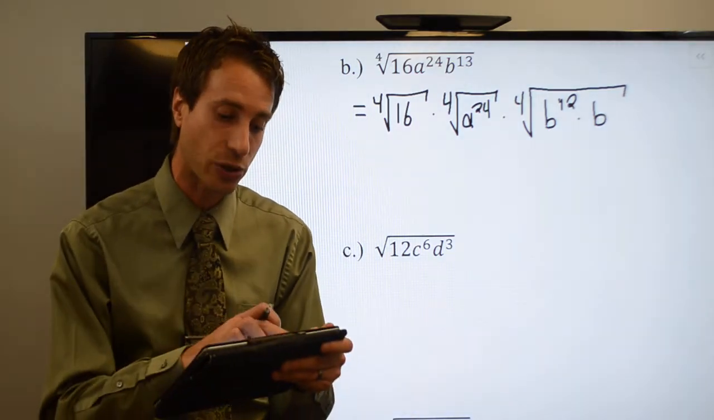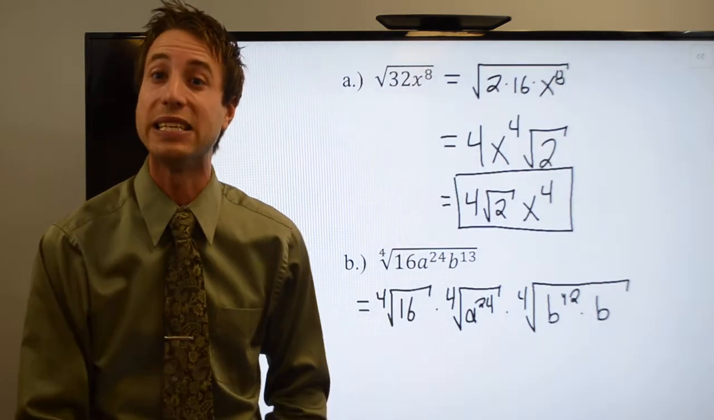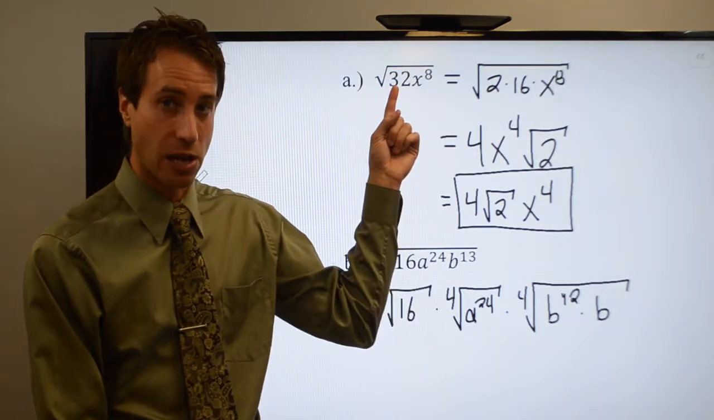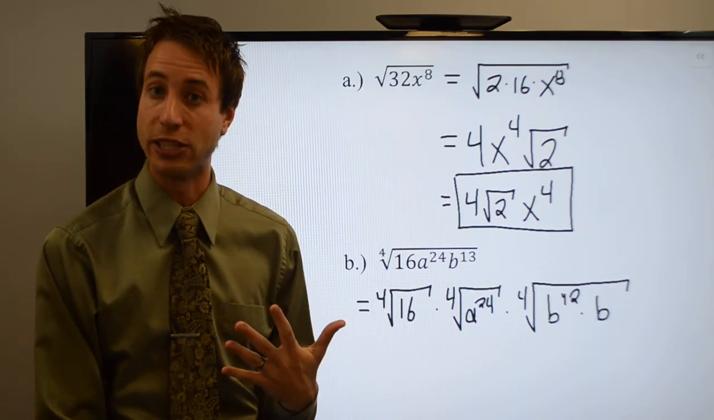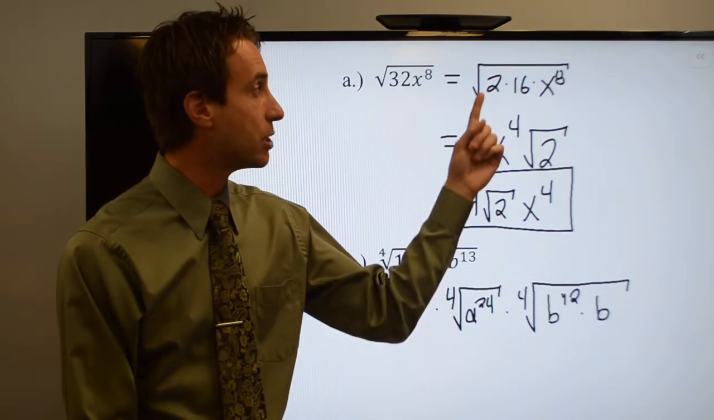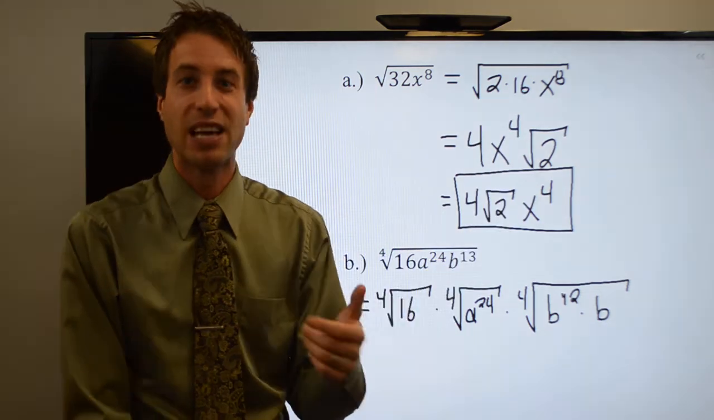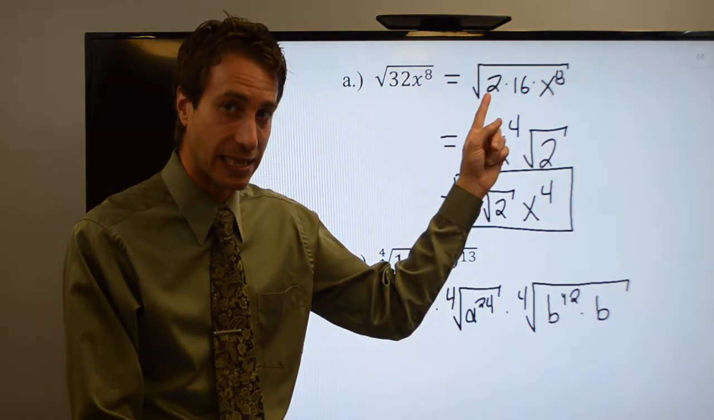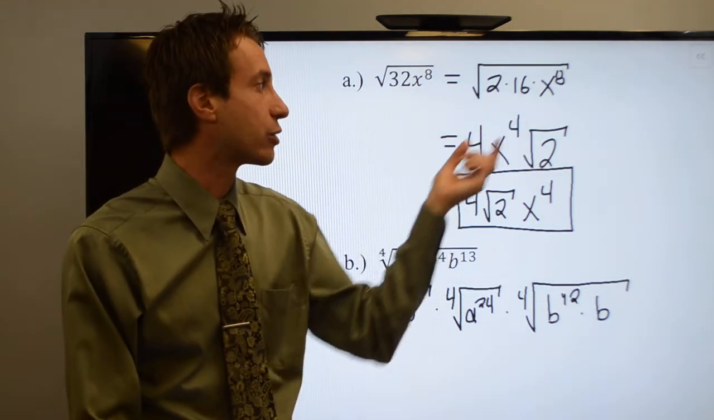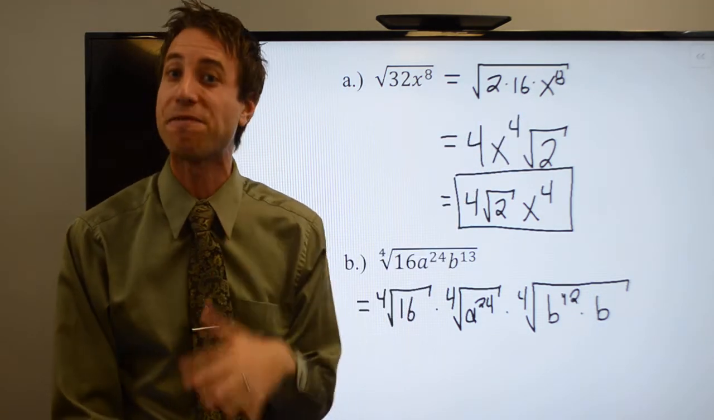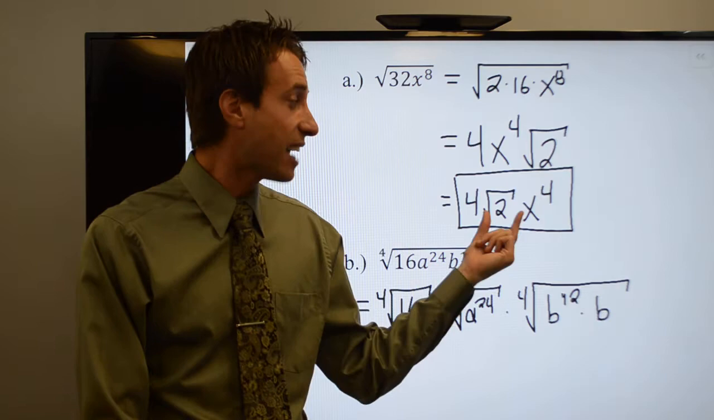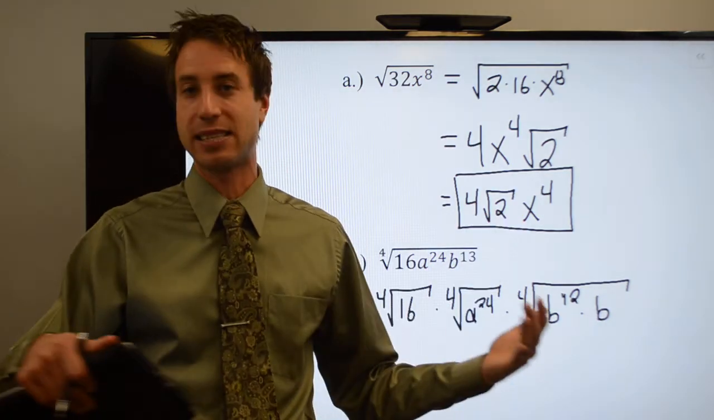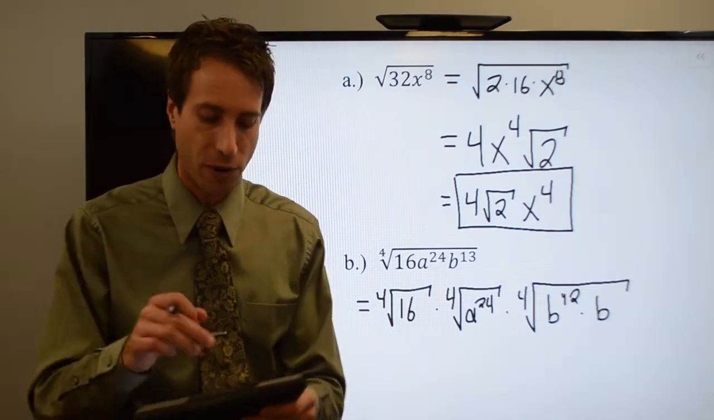In fact, it's actually very, very similar to what we did up here with real numbers. 32 is not a perfect square. So what do we do? Well, I split it up into a 2 and a 16. 16 is a perfect square, but 2 isn't. So yeah, I'm able to take the square root of 16 and get 4, but my final answer has a square root of 2 in it, because there's nothing I can do with it. It's an irrational number. It's not a perfect square.